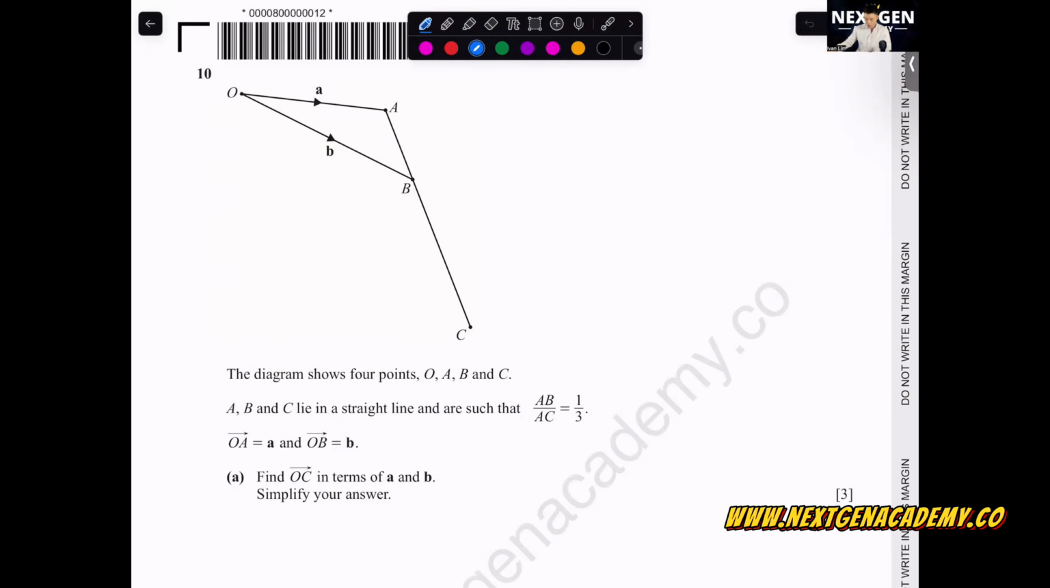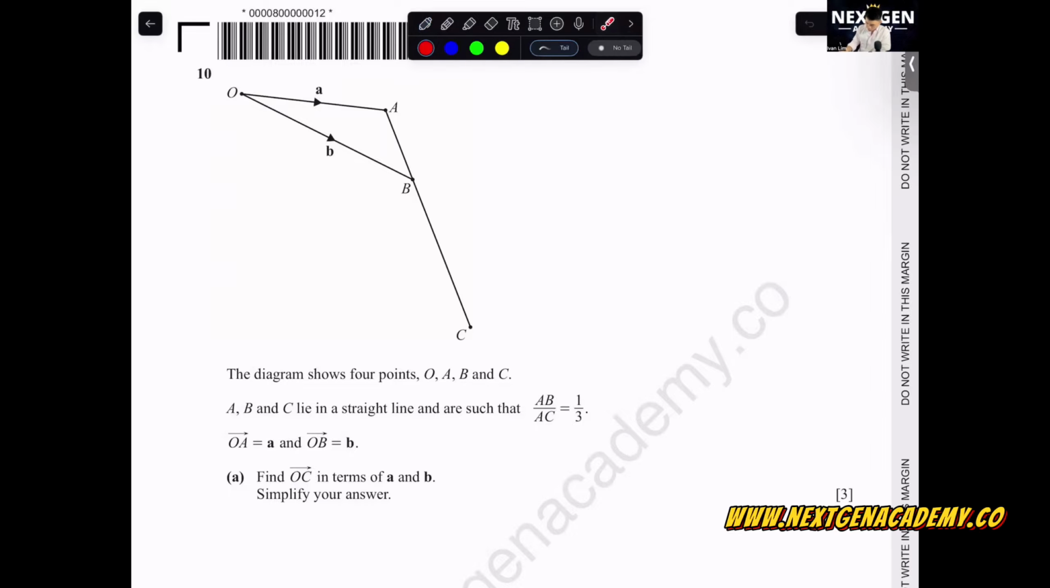This is a vector question. The diagram shows 4 points, O, A, B, C. A, B, and C lie in a straight line and are such that AB over AC equals 1 over 3. OA is a, OB is b. Find OC in terms of a and b. Simplify your answer. Okay, so let's look at what information is given to us. This is a 3-mark question.